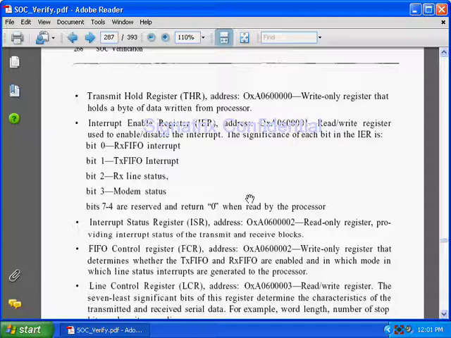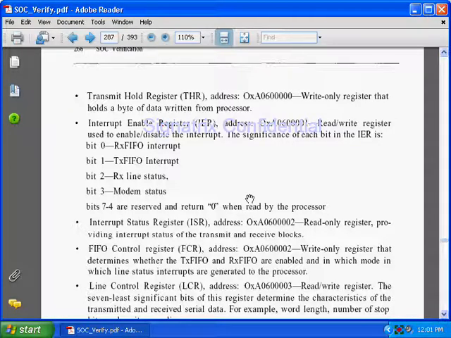So we know the basic functionality of the UART, right? What UART will do is take data in parallel format from the processor, convert that data into serial format and give it to the protocol side. That is the objective. So in this register, the processor will come and write the data.